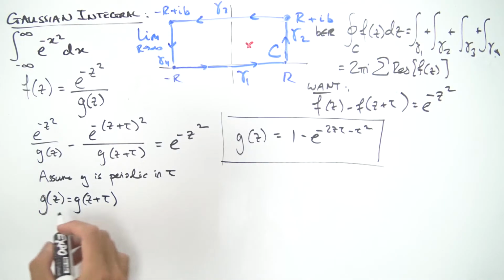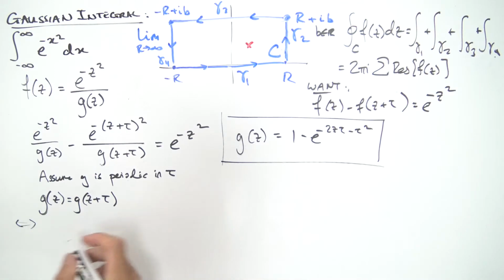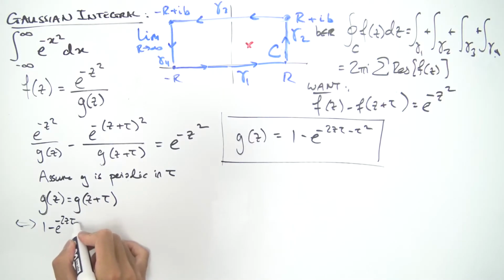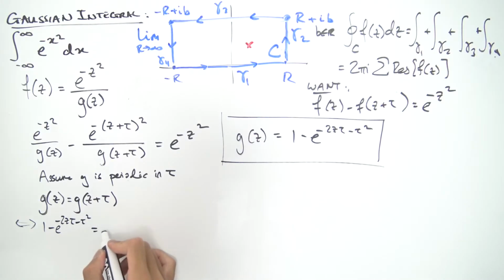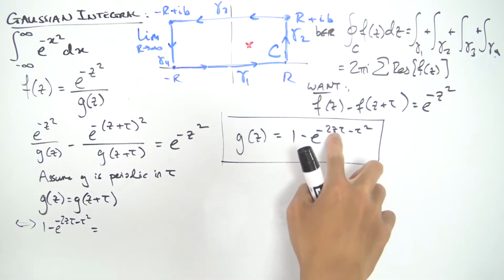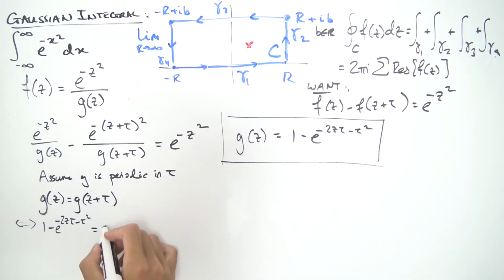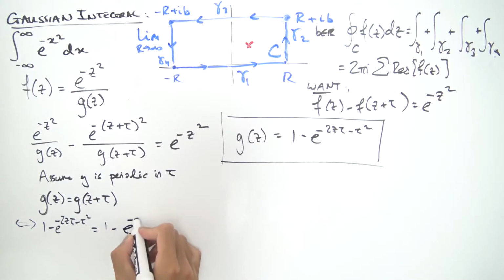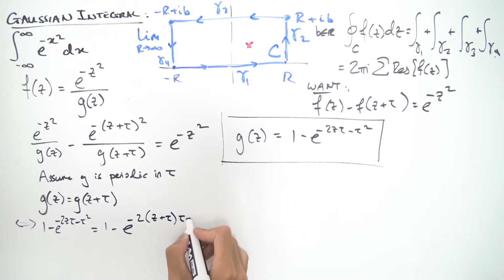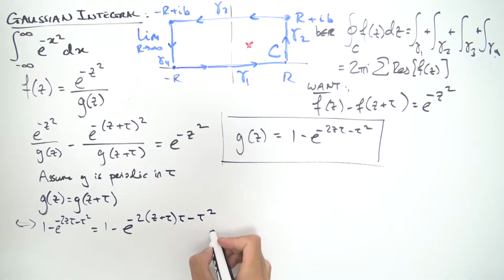So this is equivalent to saying that we have g of z, which is 1 minus e to the minus 2z tau minus tau squared, and this is equal to g of z plus tau. So just plugging z plus tau right in over here, we're going to get 1 minus e to the minus 2 times z plus tau times tau minus tau squared.